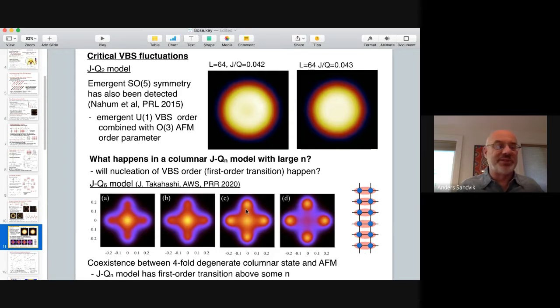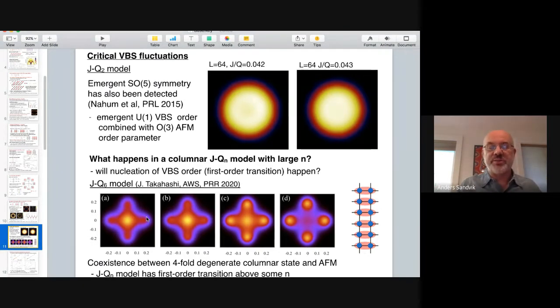Since Arnab Sen is in the audience, I should mention that he did something similar many years ago with another type of interaction where these singlet projectors were organized in a staircase fashion instead of in a column, and he presented very similar histograms for that.